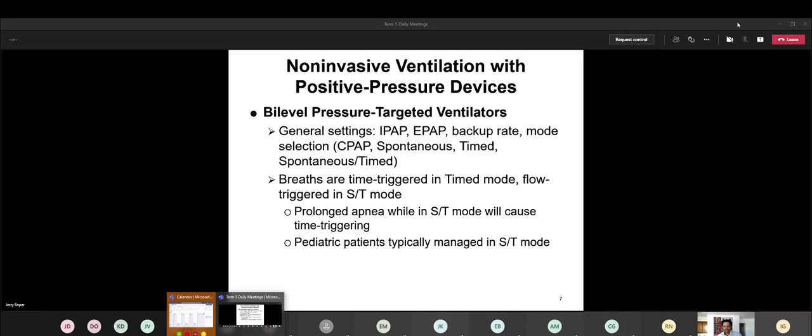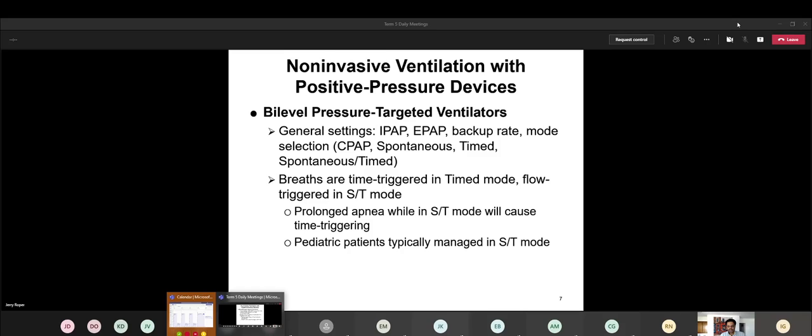So what are your settings? Of course, you got to set your IPAP. You have to set your EPAP. And then you got to have that backup rate. So just in case they stop breathing, or they're given too much sedation or whatever, then they still have this backup rate. Ordinarily, this mode is expecting the patient to do all the breathing themselves. It's more like spontaneous, but there's the time portion of it as well, which is this backup rate.